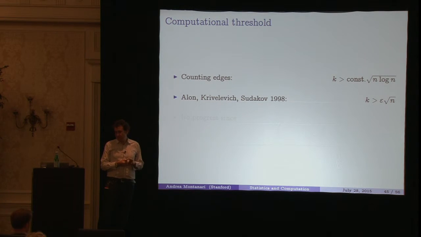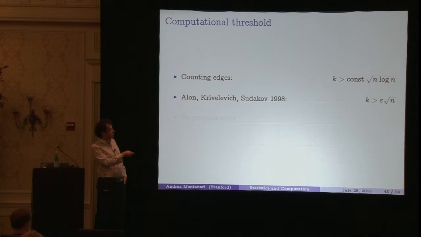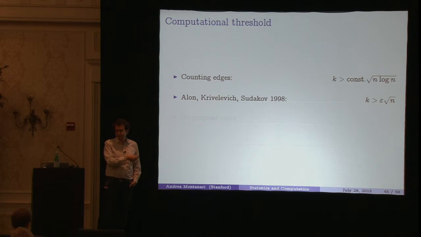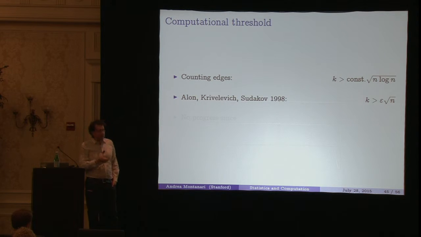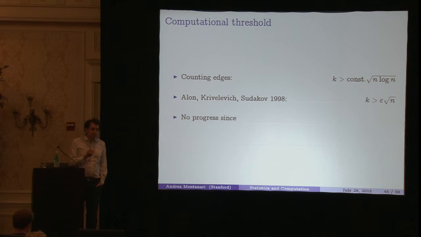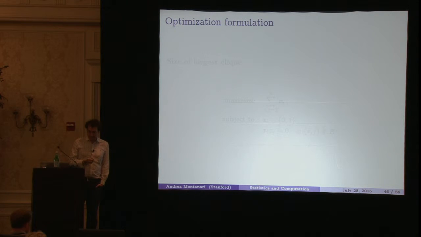Now, in a very important paper, Alon, Krivelevich, and Sudakov came up with an algorithm that works as soon as k is bigger than any constant times square root of n. This is a spectral algorithm. There have been many people working on this and many papers, but basically there has been no progress on this question. So this suggests that the square root of n is a fundamental barrier, or we don't have good ideas of how to overcome it.